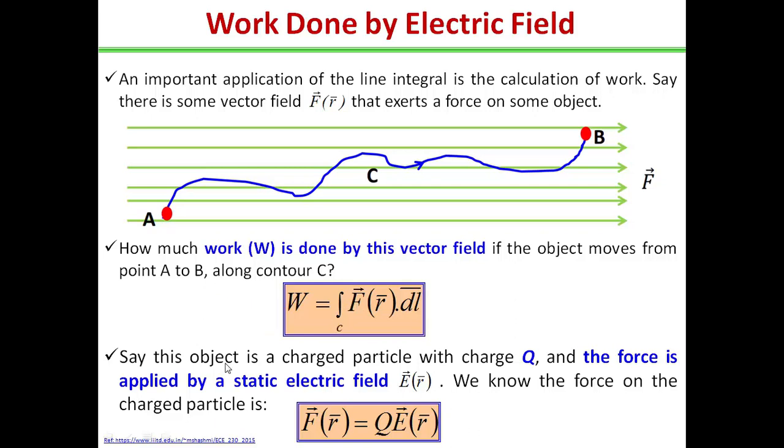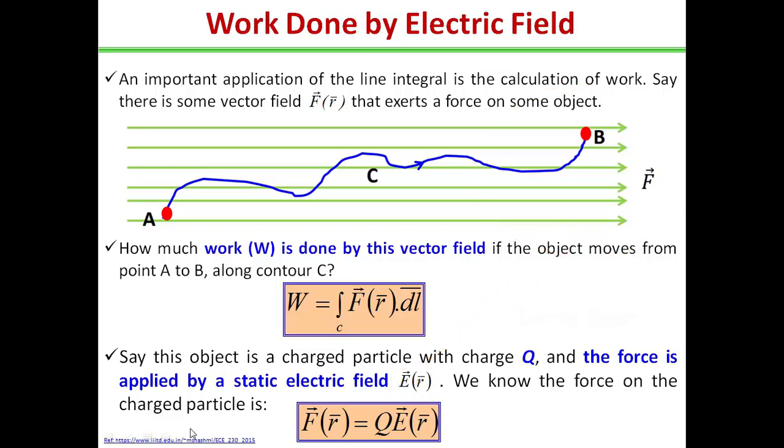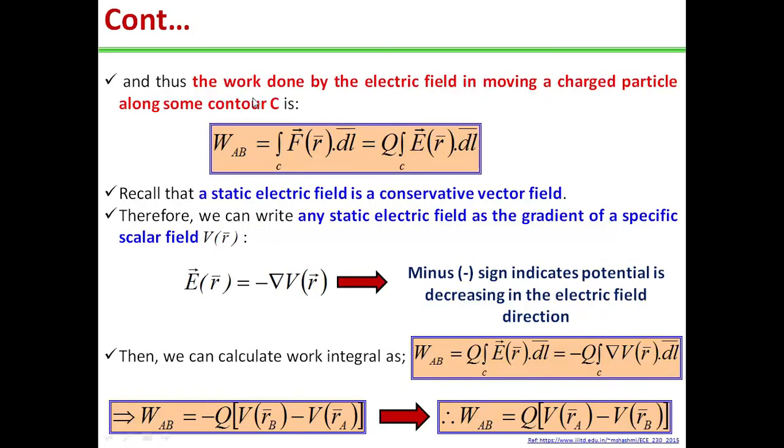contour C. Say this object is a charged particle with charge Q, then the force is applied by a static electric field E. We know that force on a charged particle is given by F is equal to QE, and thus the work done by the electric field in moving the charged particle from the point A to B along the contour C is given by WAB is equal to line integral F dot dl over contour C, and this will be equal to Q line integral E dot dl over contour C.